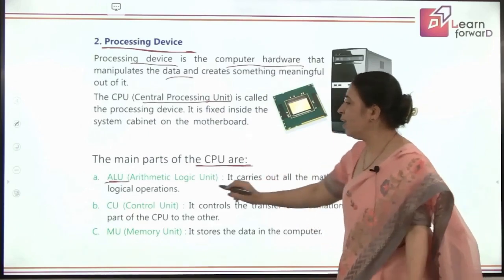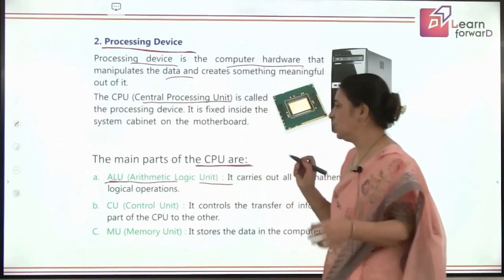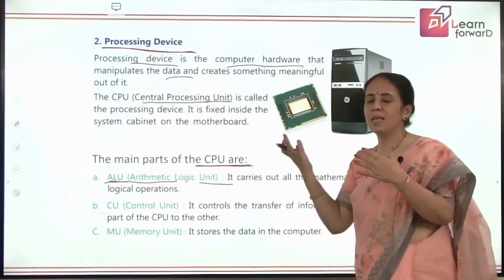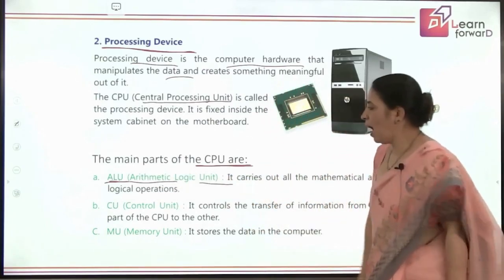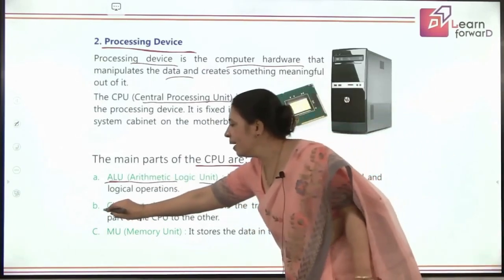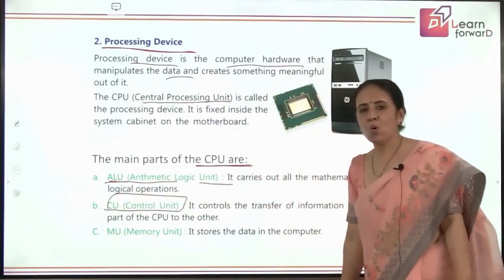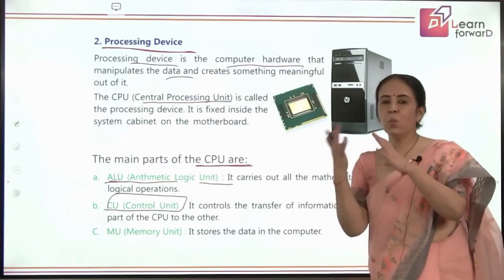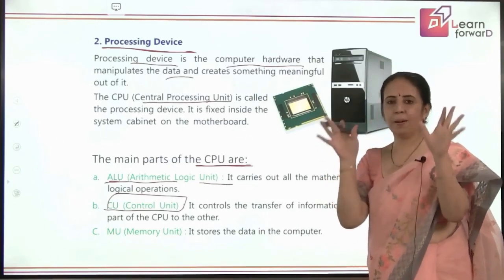So every arithmetical and logical calculation is done in this ALU. Okay, so that's why we call it ALU. After this, we come to the second part of your processing unit, which is the control unit. So what is the work of the control unit? It controls the working of the entire computer system.